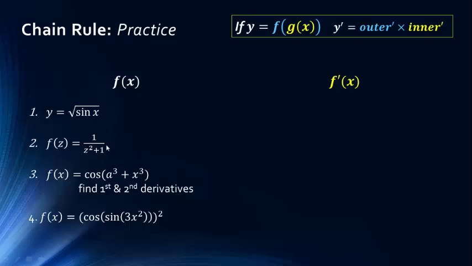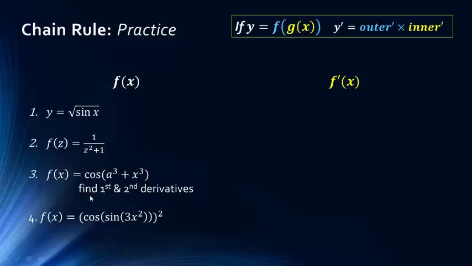And you could use the quotient rule, but notice that what I can do when I have 1 over a function, I can make this z squared plus 1 all raised to the negative 1 power, and then I have an outer and inner. Here, the outer function is the cosine. The inner function is a cubed plus x cubed. And remember that a cubed is considered to be a constant, or a is a constant.